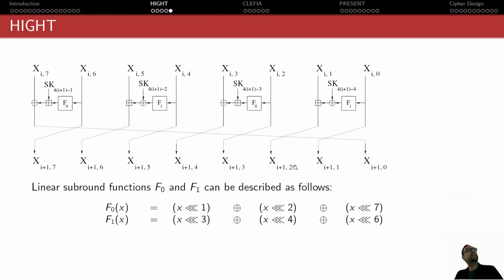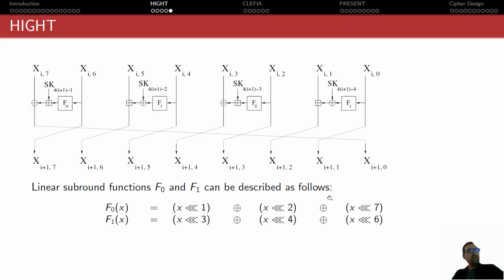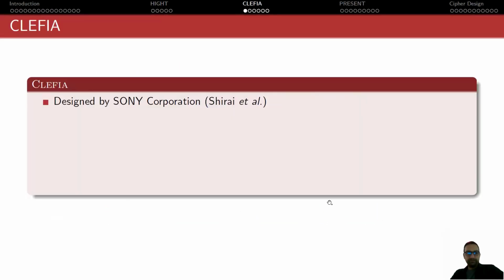But as you can see, this is a very simple design. You can go home and implement it. There are only rotations, XORs, modular additions. That's it. And you swap the bytes. So think about this picture repeated 32 times. That is the full cipher. And there are many attacks you can perform. Okay, so let me move on to another design.